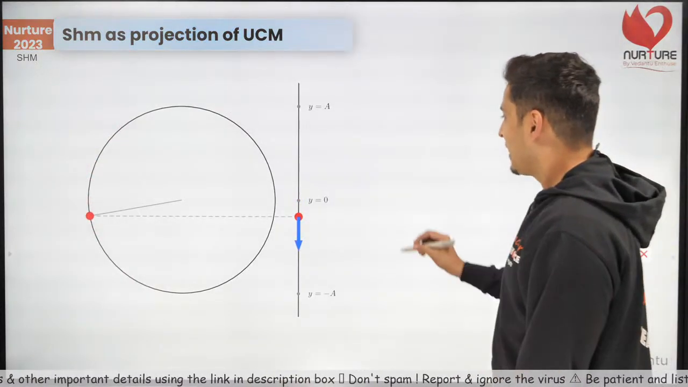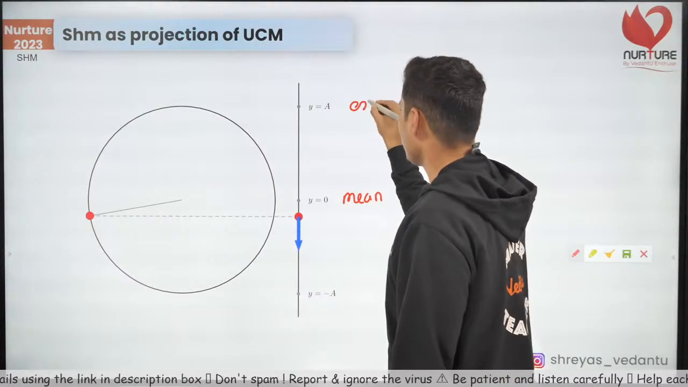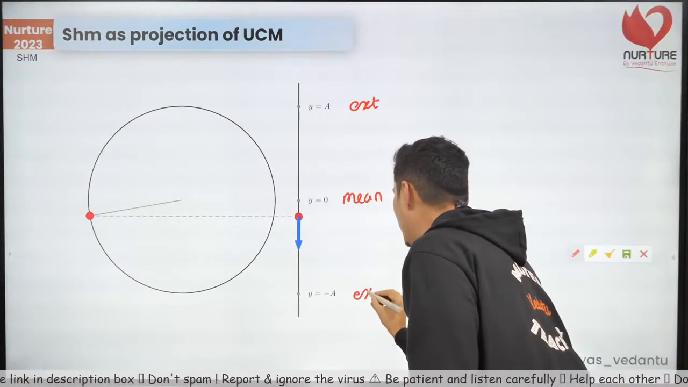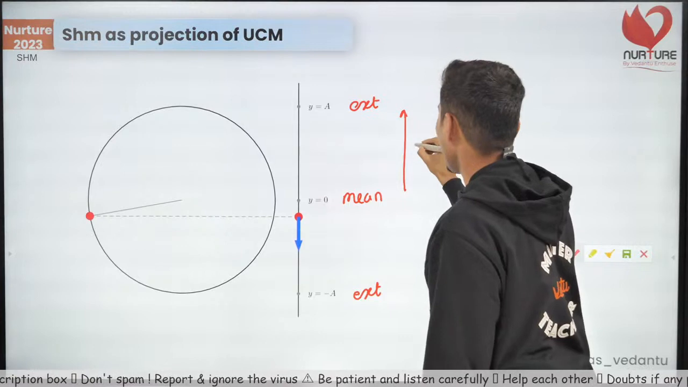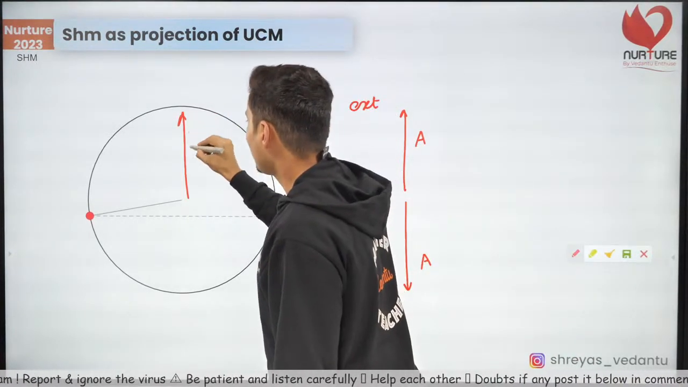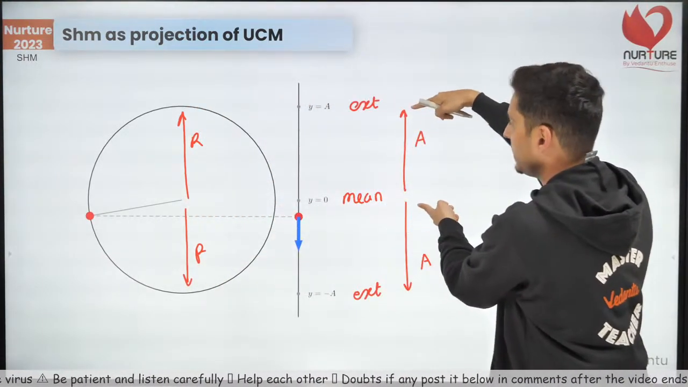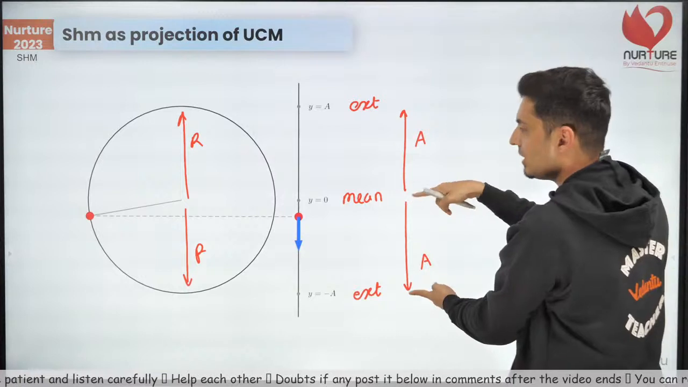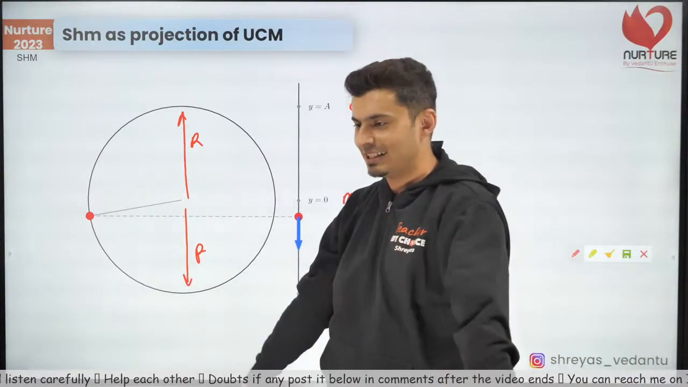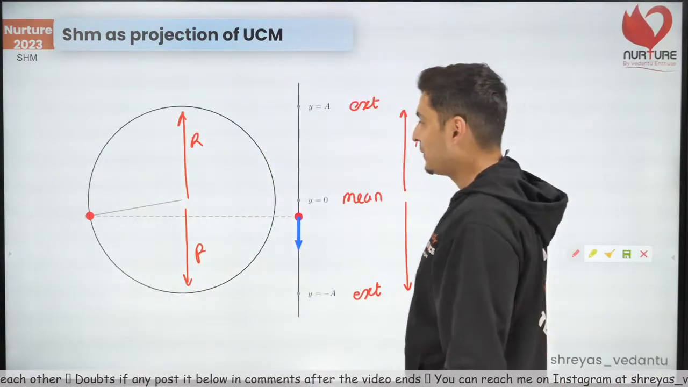You can see that. How? This is mean position. This is extreme position. This is also extreme position. This is amplitude. This is also amplitude. This is radius. This is also radius. Radius is equal to amplitude. You can see that very clearly. Radius is actually equal to the amplitude.